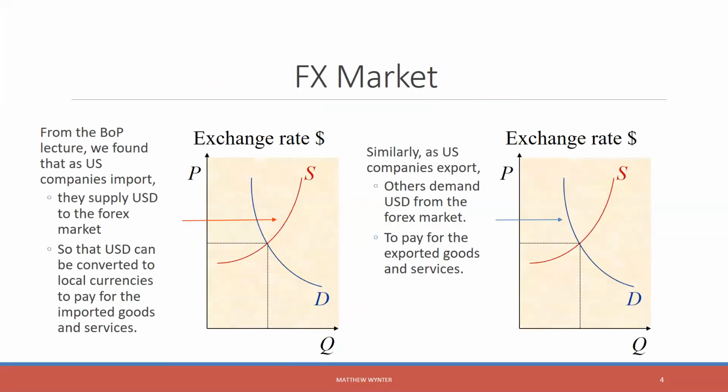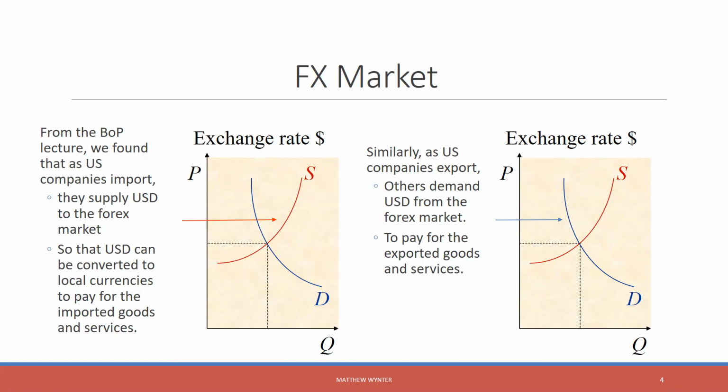So let's establish, if we remember from our balance of payments lecture, we found that as US companies import, they're going to supply dollars to the Forex market. The intuition was that they're going to be sending dollars to the market so those can be converted to local currencies to pay for these imported goods. Similarly, we said that as US companies export, others are going to demand dollars from the Forex market to pay for these exported goods and services that the US companies need to be paid for in dollars.